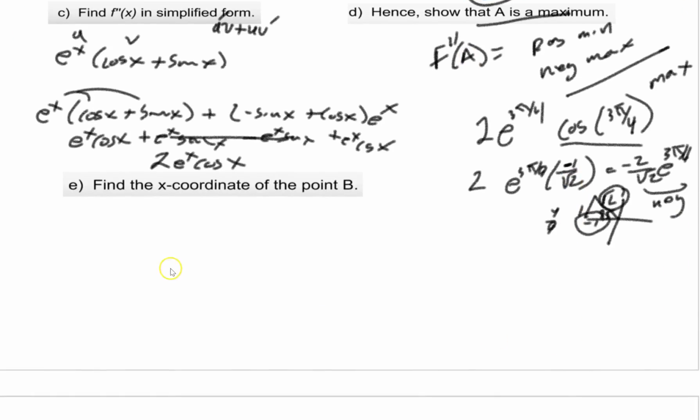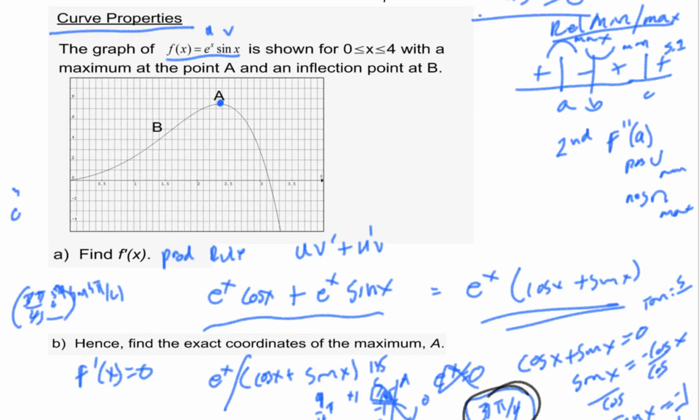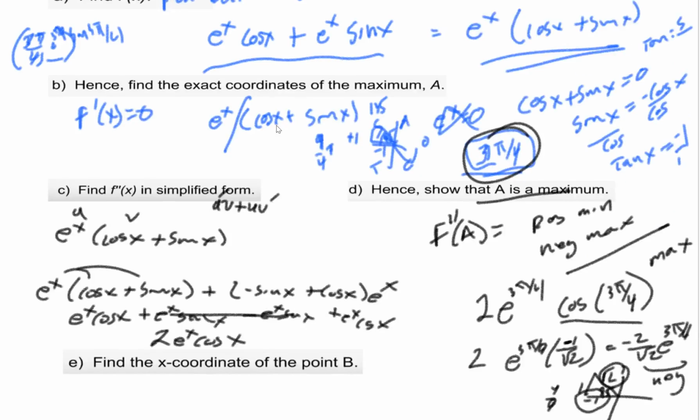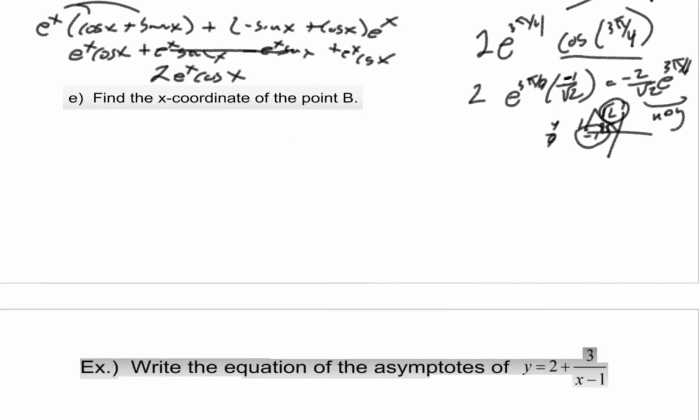And then the last one here, it says, find the coordinates of the point B. Well, look at B right here. B is an inflection point. And the way you find your inflection point is to set the second derivative equal to 0. So let's do that. I already found my second derivative here: 2e to the x cosine x. Set that equal to 0. Split it. 2e to the x equals 0.